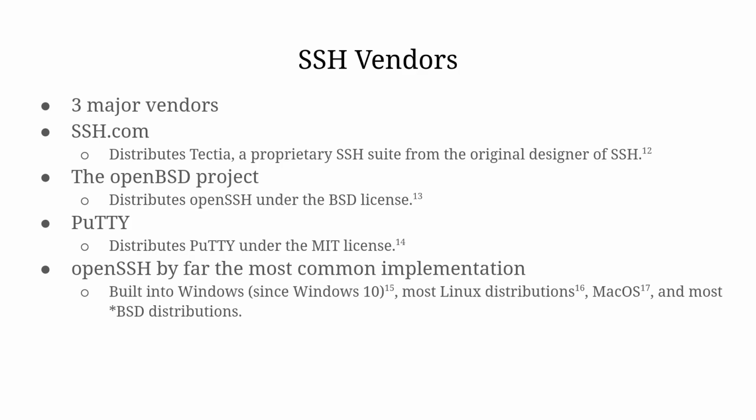The OpenBSD project distributes OpenSSH under the BSD license, and PuTTY distributes PuTTY under the MIT license. The most common implementation by far, or at least most commonly used, is OpenSSH. Built into Windows since Windows 10. It's built into pretty much every Linux distribution by default. It's built into macOS, and it's built into most BSD distributions.